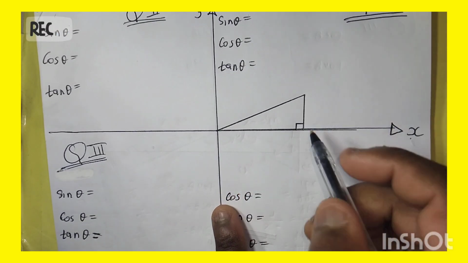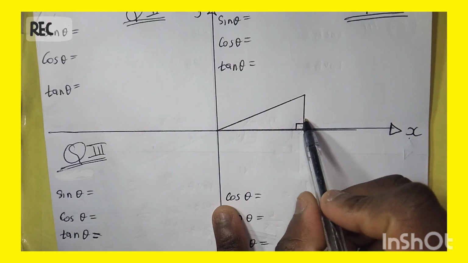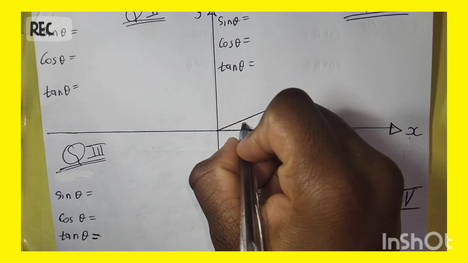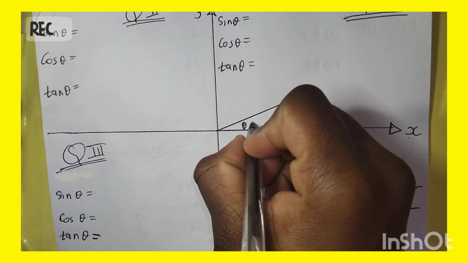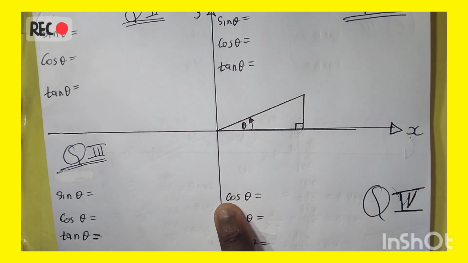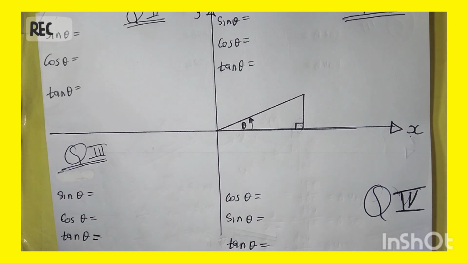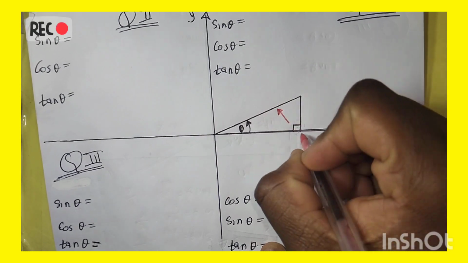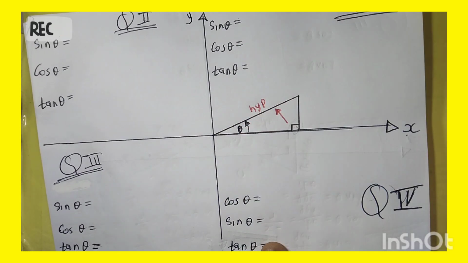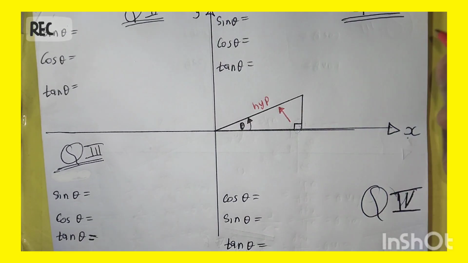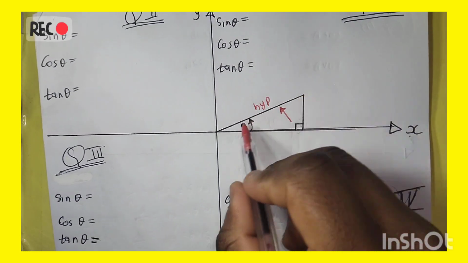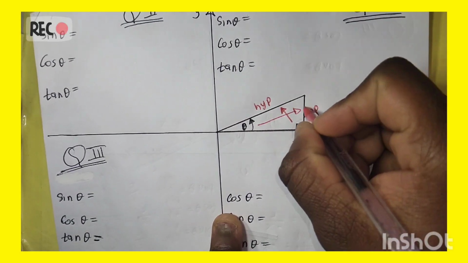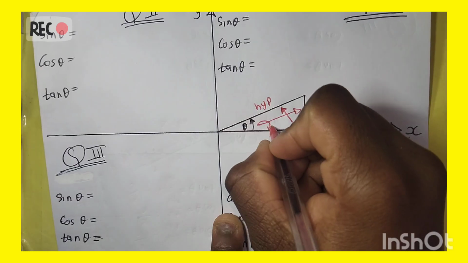And this triangle, guys, is a right angle triangle. And here we have angle theta. What you should understand is that according to this triangle, the side which is opposite 90 degrees is what we call the hypotenuse. This side is what you call the opposite, and then this one is the adjacent.